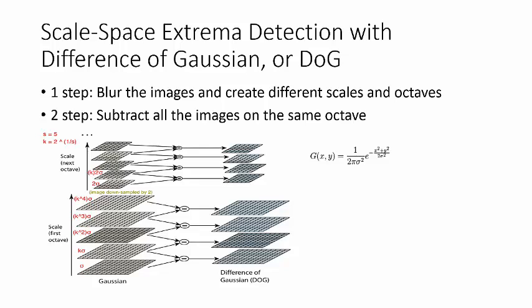In the first step, we will blur the images using the Gaussian function on the right and create different scales and octaves. The octaves are created by downsampling the image by 2 pixels each time. We are doing it 4 times. The second step is to subtract all the images in the same octave. By that, we will get the edges of the image.